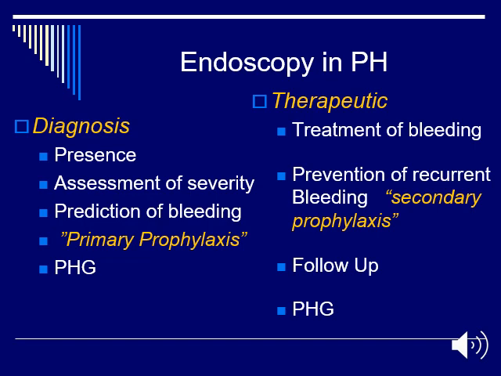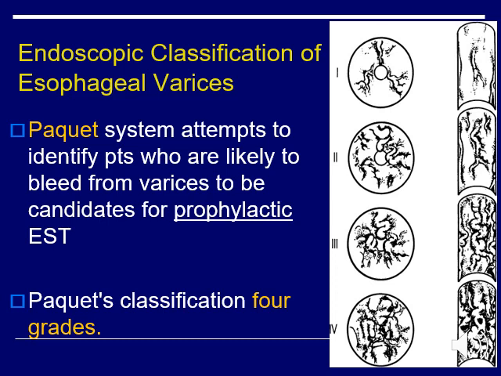But if the patient has bled, then you treat the bleeding by endoscopy, as we will see, and then try to prevent recurrent bleeding after that, and this is called secondary prophylaxis. There are many ways to classify the size of the varix, but as we said before, small or large, or one of the classifications, the Paquet classification, which puts it in 4 grades: 1, 2, 3, 4. If it is less than 25% of the circumference, it will be 1. From 25 to 50, it will be 2. Above 50 to 75, 3. Above 75, it will be 4.